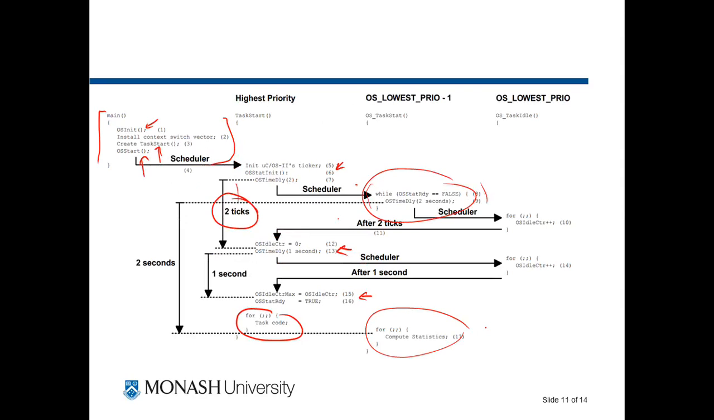So this task, all it's doing is checking, should I start collecting statistics yet? It does a trivial thing, but that trivial thing will take up however many clock ticks. So that will mean that your idle counter, which is running as your lowest priority task, will miss a few at the start, and it'll get its number slightly wrong. So it's just a bit of care in terms of synchronization.